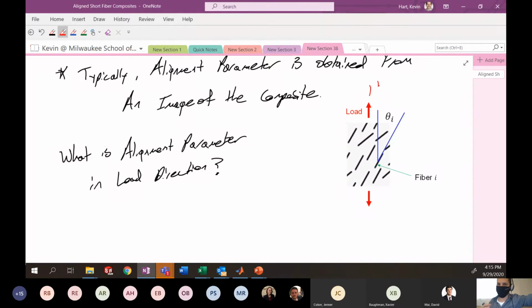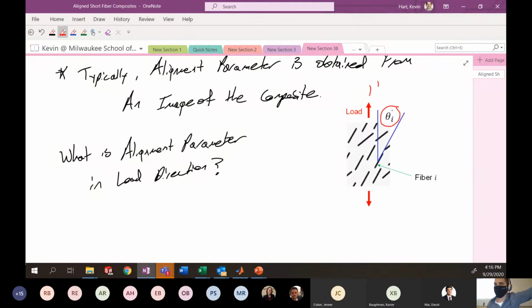Well, we can look at a number of individual fibers and check the angle of each fiber with respect to that load direction. Let's call that angle theta i. That is the angle that the ith fiber in this cross-section makes with the one direction. What we want to do then is count how many of those individual fibers are closely aligned with the one direction, and the more are aligned with that one direction, the closer our alignment parameter should be to 1.